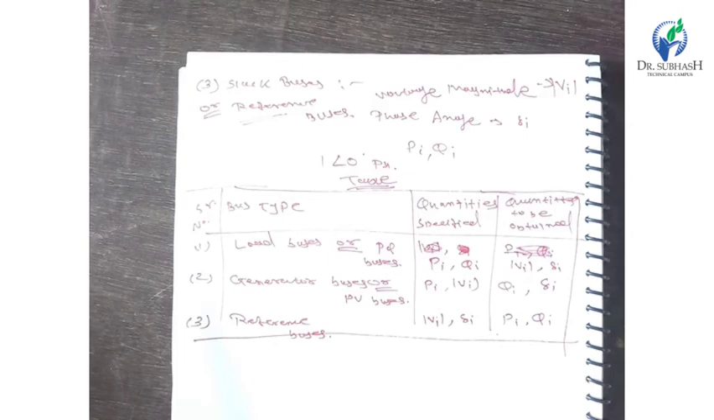Generally, the bus connected to the largest generating station is selected as the slack bus. So the slack bus is usually numbered as bus 1. The slack bus or reference bus is bus number 1. It is a very important point.